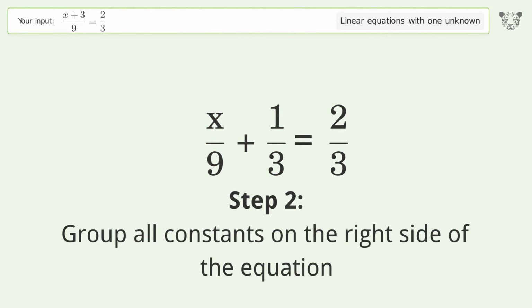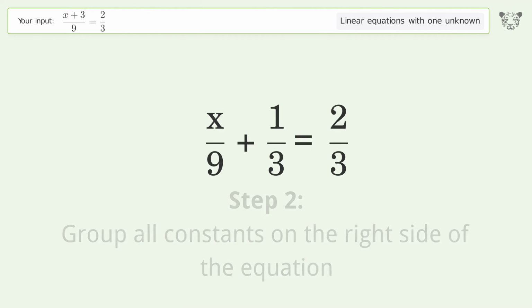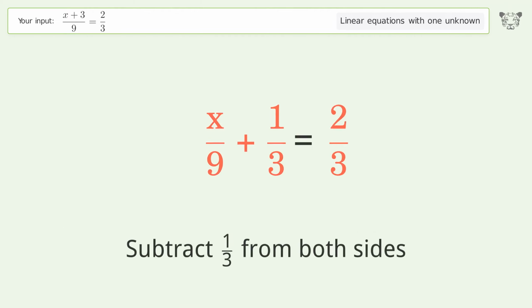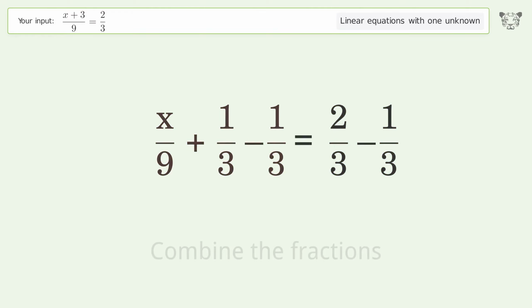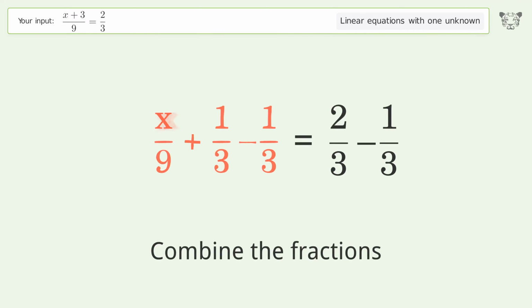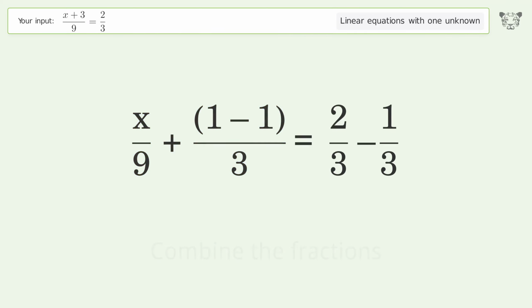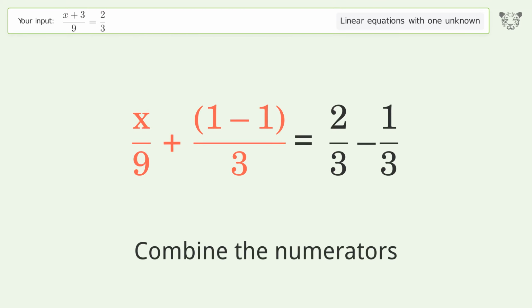Group all constants on the right side of the equation. Subtract 1/3 from both sides. Combine the fractions. Combine the numerators.